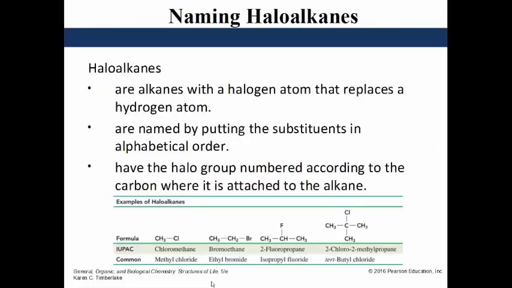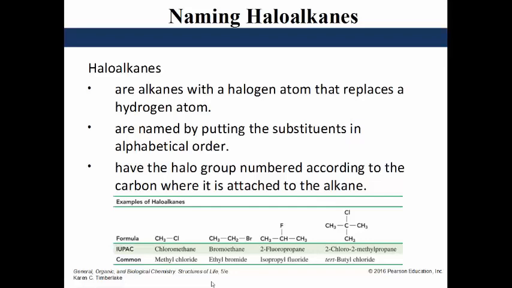Now we'll talk about naming the haloalkanes. The haloalkanes are alkanes with a halogen atom that replaces a hydrogen atom. And these are named by putting the substituents in alphabetical order. And you have the halo group numbered according to the carbon where it is attached to the alkane.